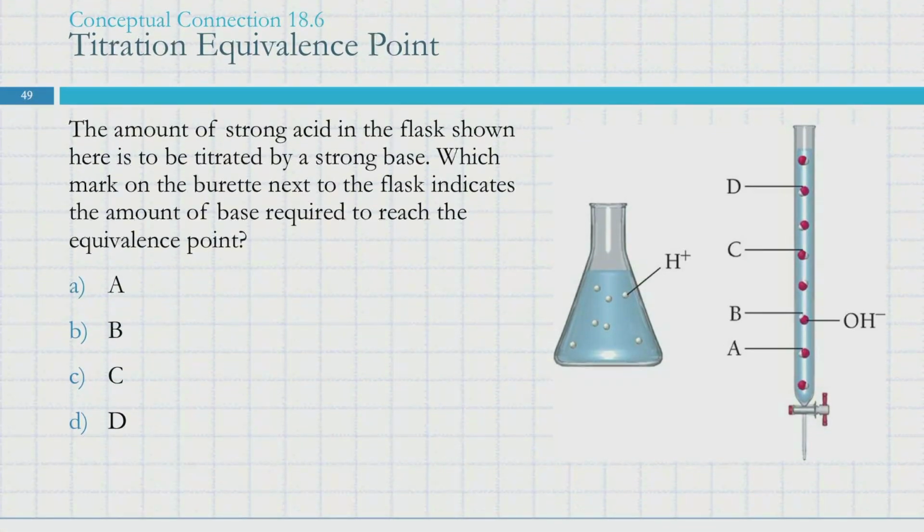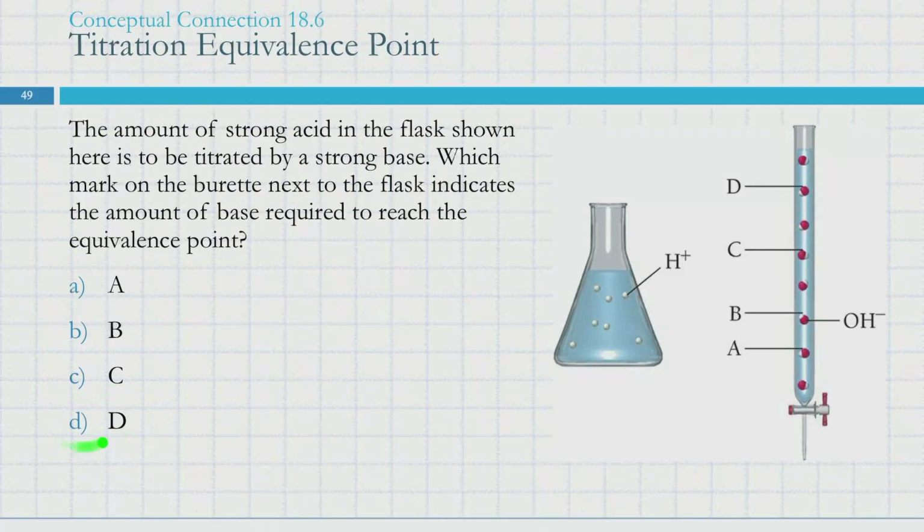All right, we've got this diagram that I don't think is particularly helpful out of the book, but that's okay. We've got an amount of strong acid in our flask here. Which mark on our burette, based on where these little molecule representations are, or ion representations are, which mark on the burette indicates the amount of base required to reach the equivalence point? Let's assume that A is the smallest amount, meaning that we would dispense everything below A. B is slightly more, meaning we dispense everything below B, and so on.